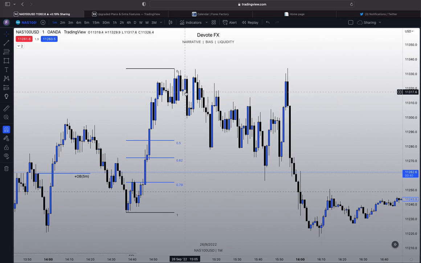Like, this is hard to trade. Look, fair value gap doesn't get respected. Order block doesn't get respected. Fair value gap doesn't get respected.